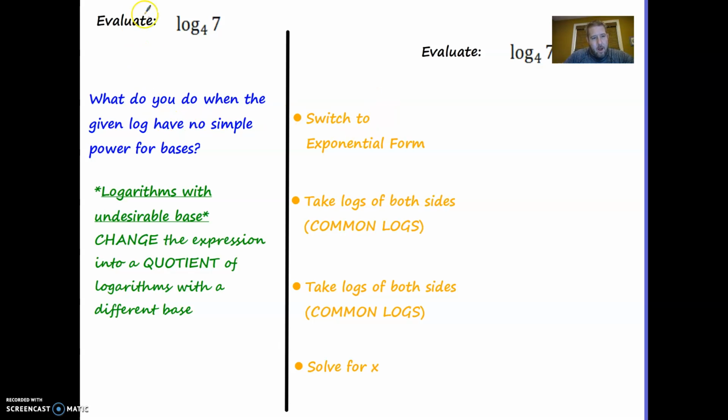All right, so why do we need to use change of base? Well, what if you have a question like this, log base 4 of 7? Well, there's no power of 4 that equals 7. 4 to the first power equals 4, and 4 to the second power equals 16, and 7 is in between 4 and 16. So we know the answer is going to be somewhere between 1 and 2. Most likely closer to 1.